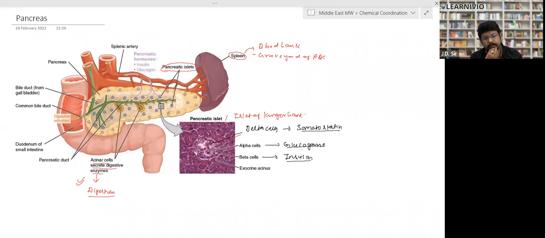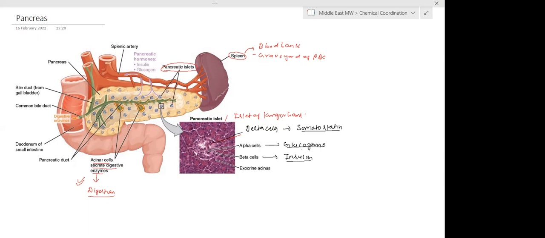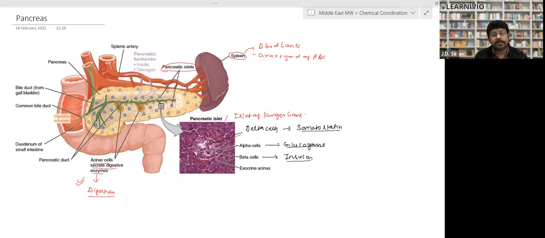Delta cell. Next point. Delta cell secretes somatostatin. It suppresses the release of other hormones.